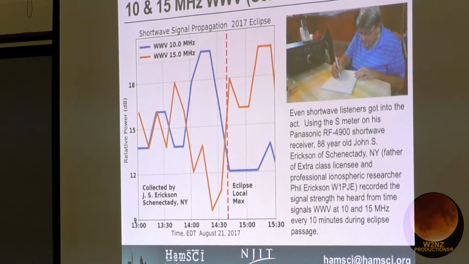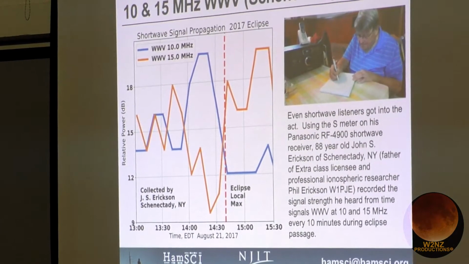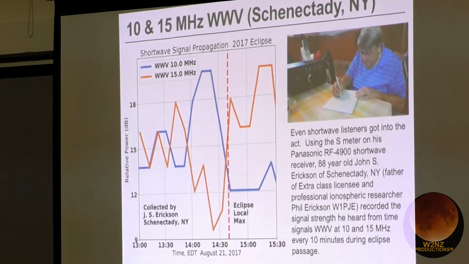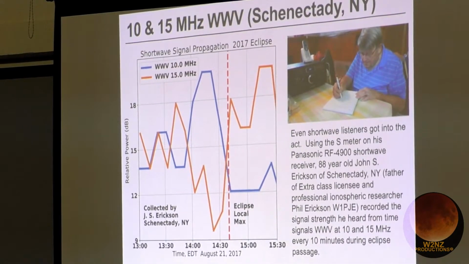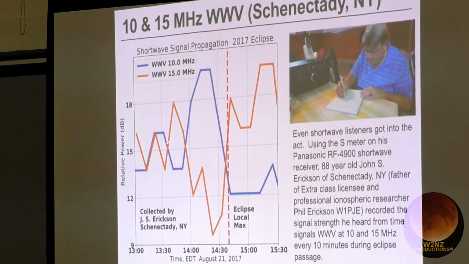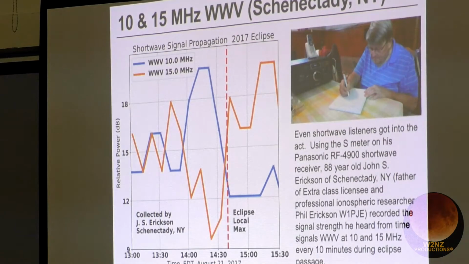And he, instead of using really fancy frequency measurement equipment, he just took an old Panasonic RF4900 shortwave receiver and recorded the signal strength off the S meter every 10 minutes during the eclipse at both 10 and 15 megahertz. And that generated these curves over here. And so on 15 megahertz, we can see that the signal-to-noise ratio is relatively steady, a little bit of variation. And then as we get towards eclipse, it dips down.